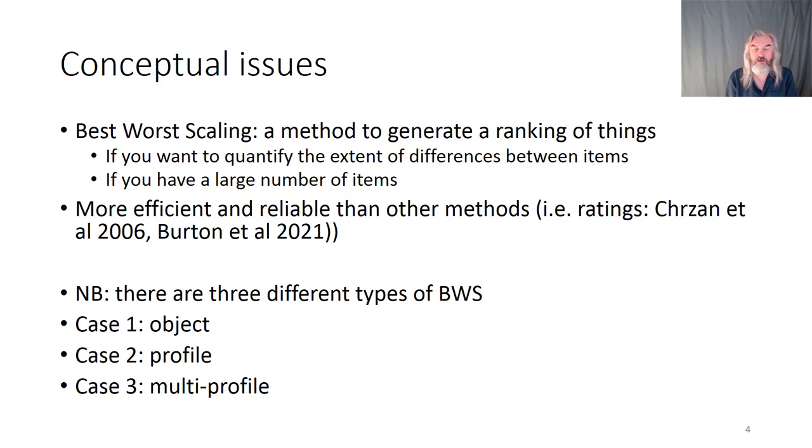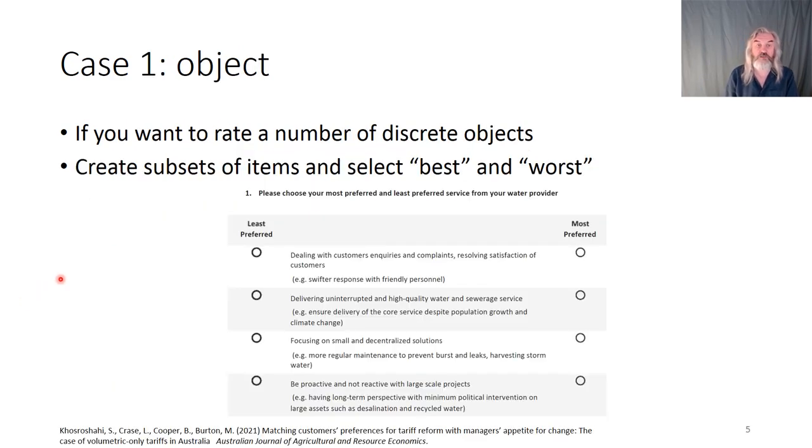Okay, importantly, there are three different types of best-worst scaling studies. They're called cases: case 1, 2, and 3. And then there's the object, the profile, and the multi-profile case. You need to be clear as to what each of these does. We're actually going to focus mostly on case 1, but I'm just going to start off by giving you a quick run through all three so you can recognize what they are and where they might be used. So this is the case 1 object.